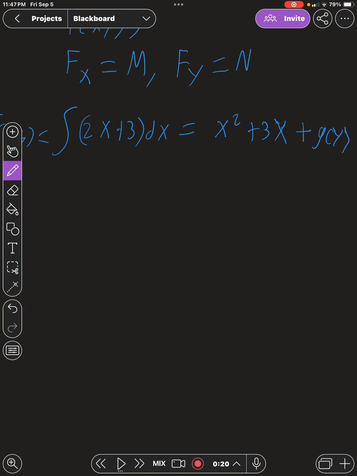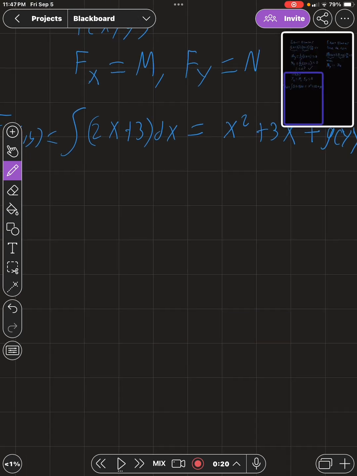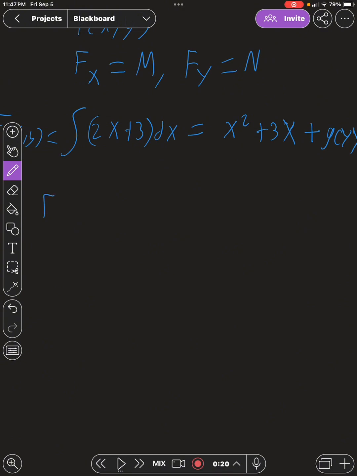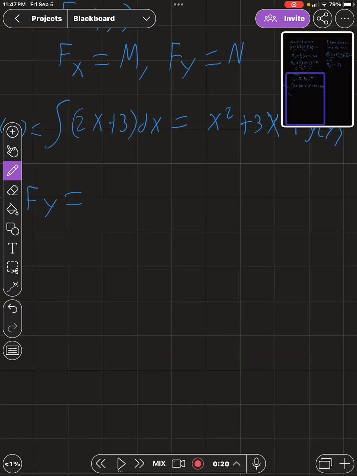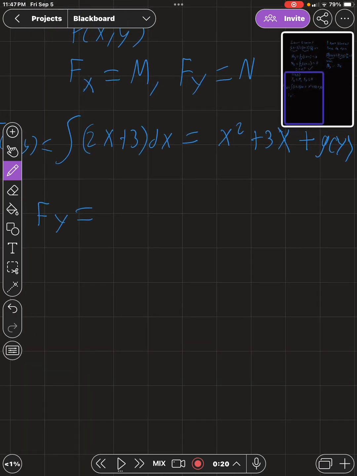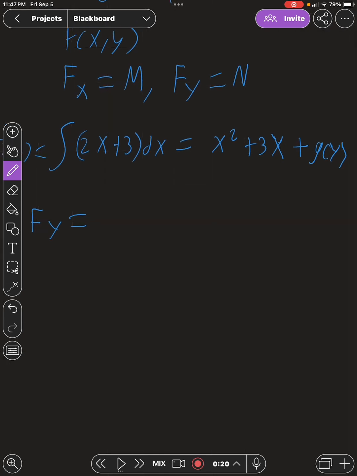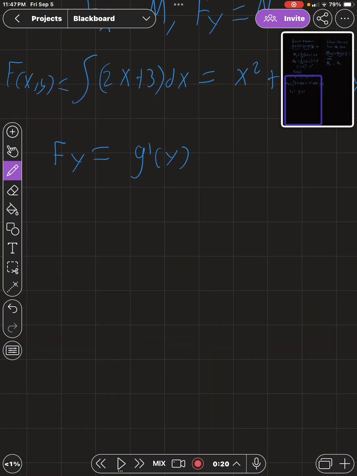First we had to integrate with respect to x. Now we're going to differentiate with respect to y. So what are we going to get from that? We're going to get f of y is equal to, and what's the derivative of this with respect to y? Well, all the x's are going to be treated as constants. So we're just going to differentiate the g of y term, and we're just going to leave that as g prime of y, because that's what it is. We don't know the function yet, but that's what we're going to find out.